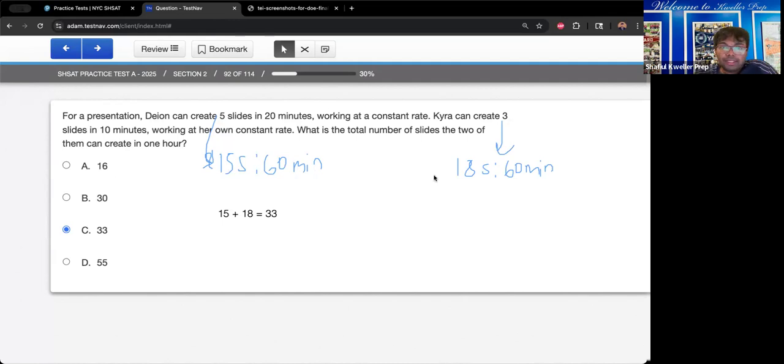How did I know how to multiply that? Because I look at the minutes and I want to convert it to 60. So what times 20 will get me 60? 3. What times 10 will get me 60? That's about it.